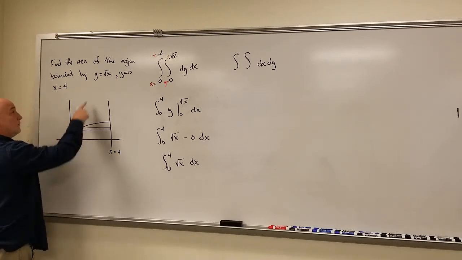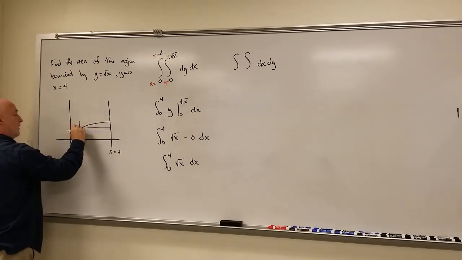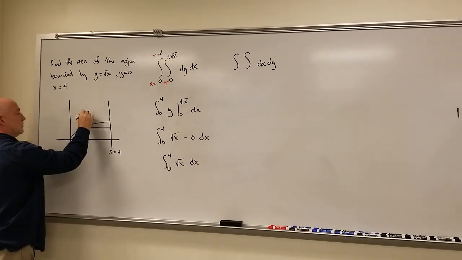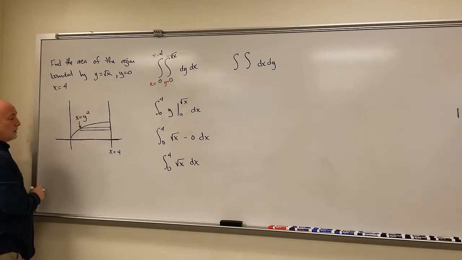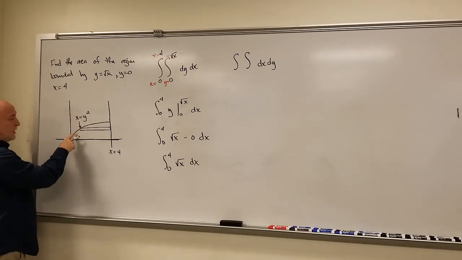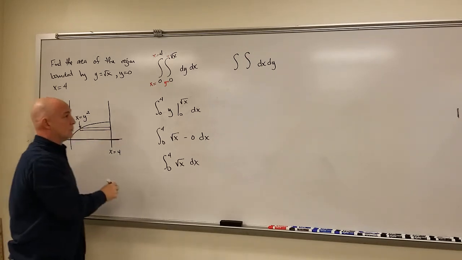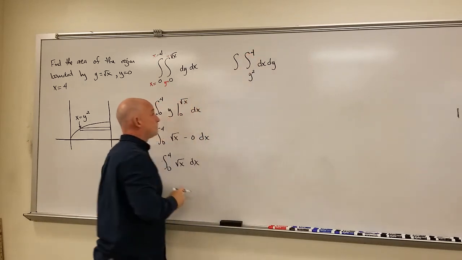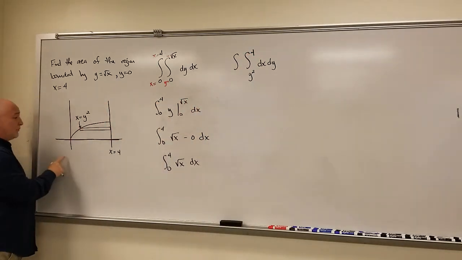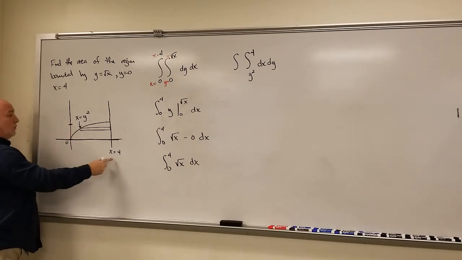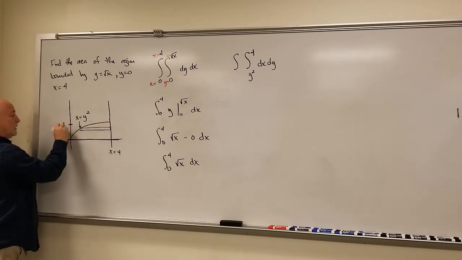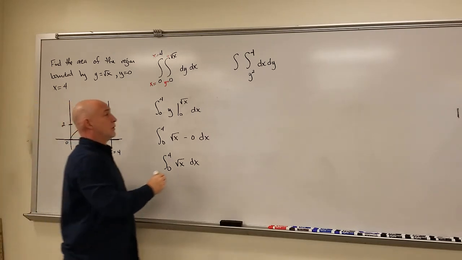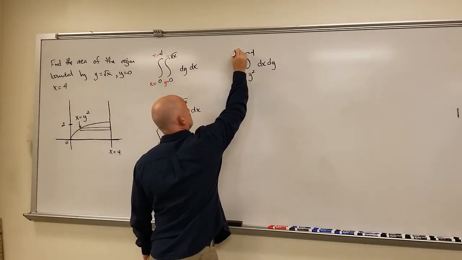This one's a little bit different. What does x equal here? Down there, x is equal to y squared. So if we were to set this up, the x values go from y squared, x equals y squared, over to x equals 4. So this is y squared to 4. Now what does y run from in this region? Well, y runs from 0 up until, if x is 4, that means y is 2. So this would go from 0 to 2.